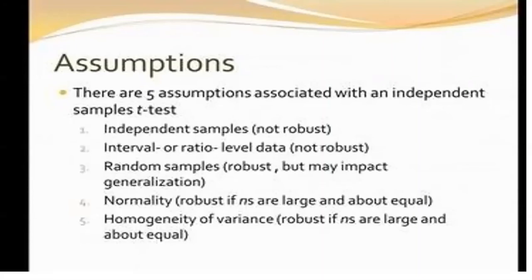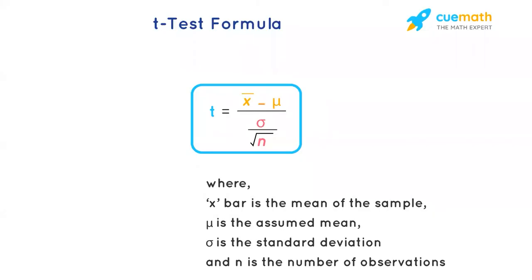T-test is generally used when the sample size is small. Then the homogeneity of variance is robust if the sample is large and the variances are equal or about equal. I hope these assumptions are clear. There is nothing to understand in the assumptions. You just have to learn them as they are.